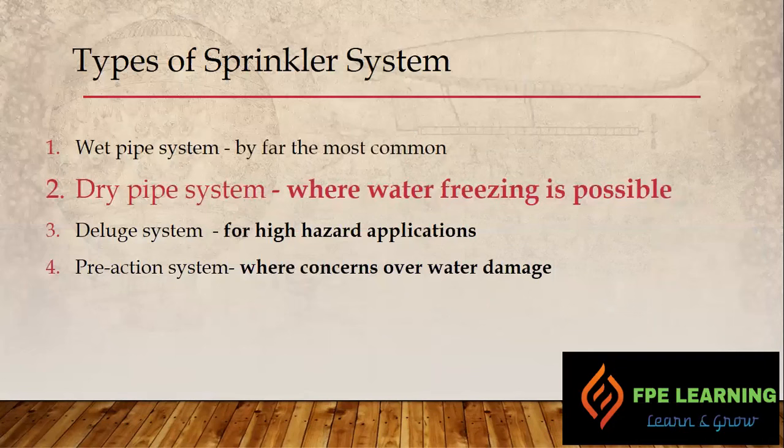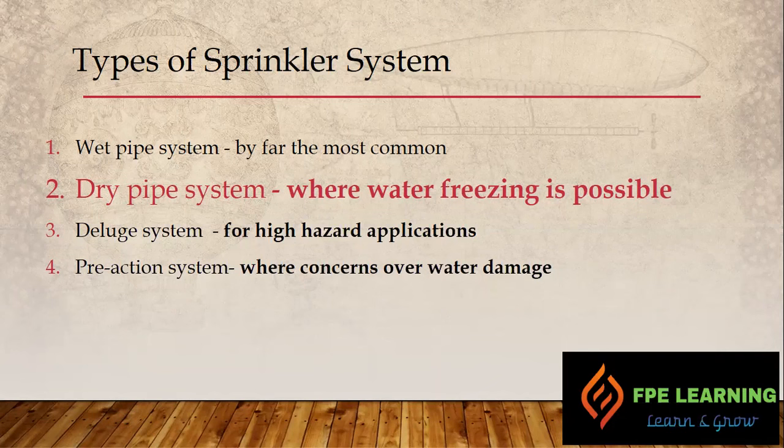In the previous video with FA Learning, I discussed the wet pipe sprinkler system, where we have no problem with freezing. We can use the wet pipe system, and it is installed worldwide in more than 80 to 85% of installations. But if we have a problem with freezing temperature in some areas where the temperature always goes below zero, we don't have any option to go with the wet pipe system, so we have to go with the dry pipe system, where water freezing is possible.